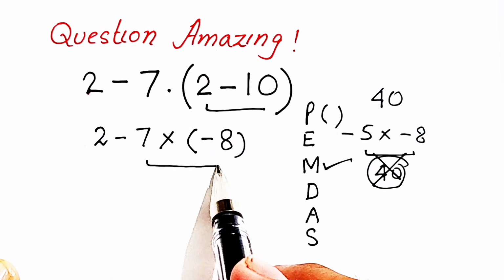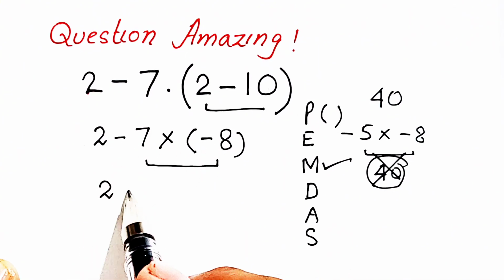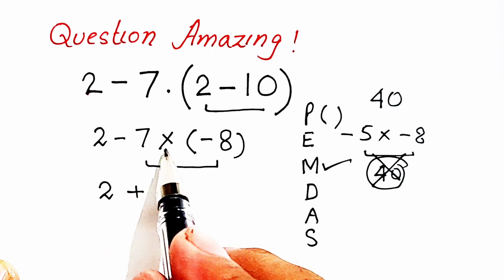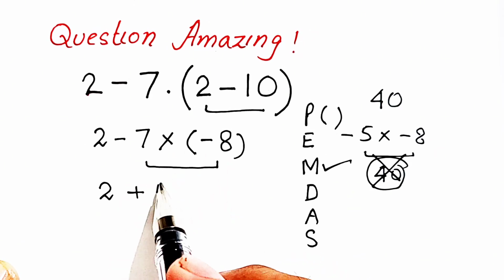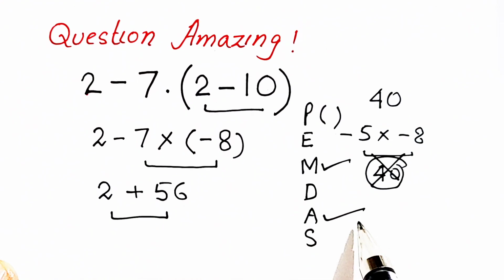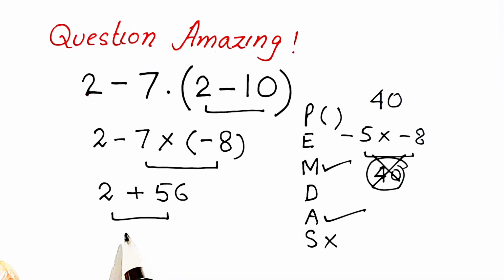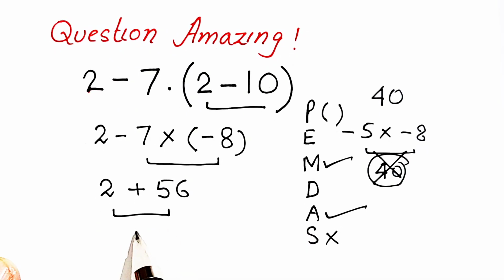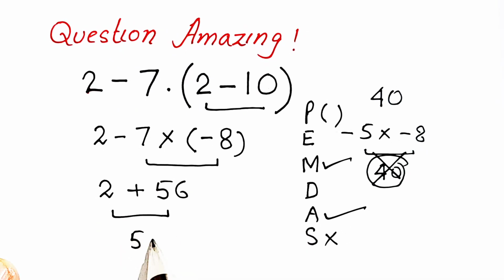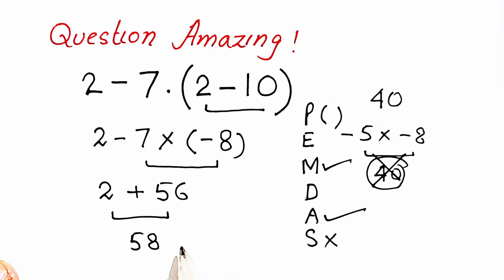So here you are looking at multiplication. 2 will be as it is, minus multiplied by minus we will get plus, 7 multiplied by 8 we will get 56. So our final step is addition, because we don't have subtraction. Okay, so addition, 2 plus 56 we will get 58, which is our answer for this PEMDAS based activity.